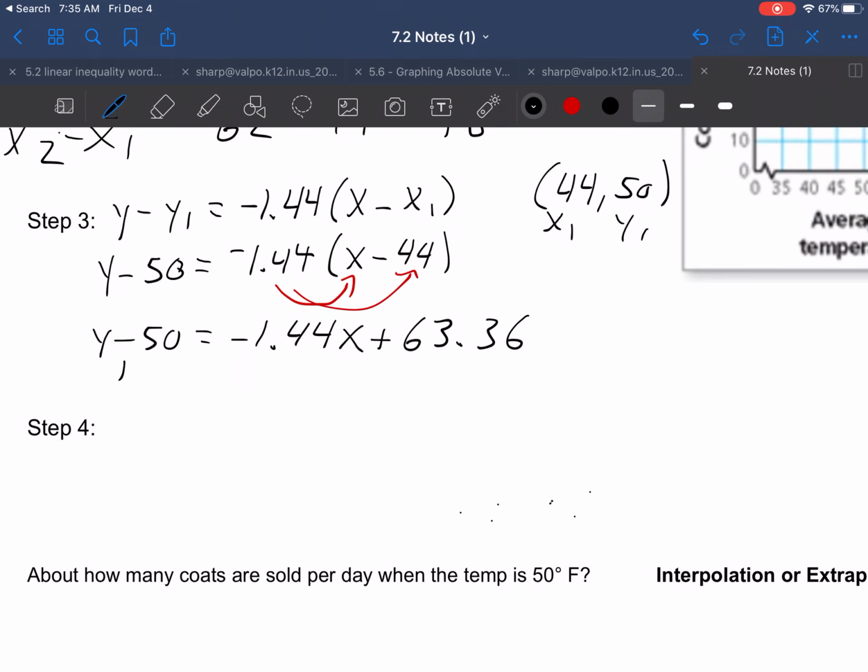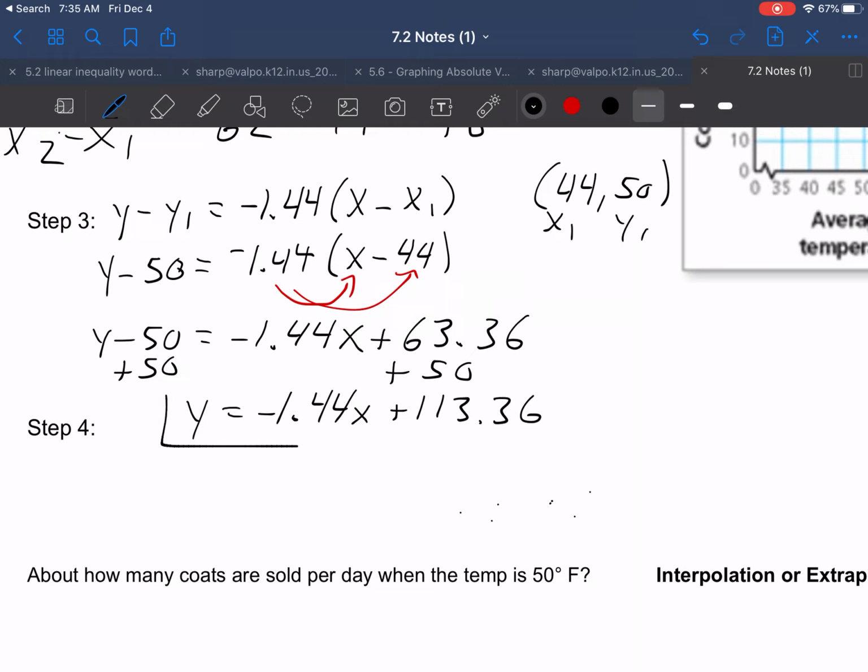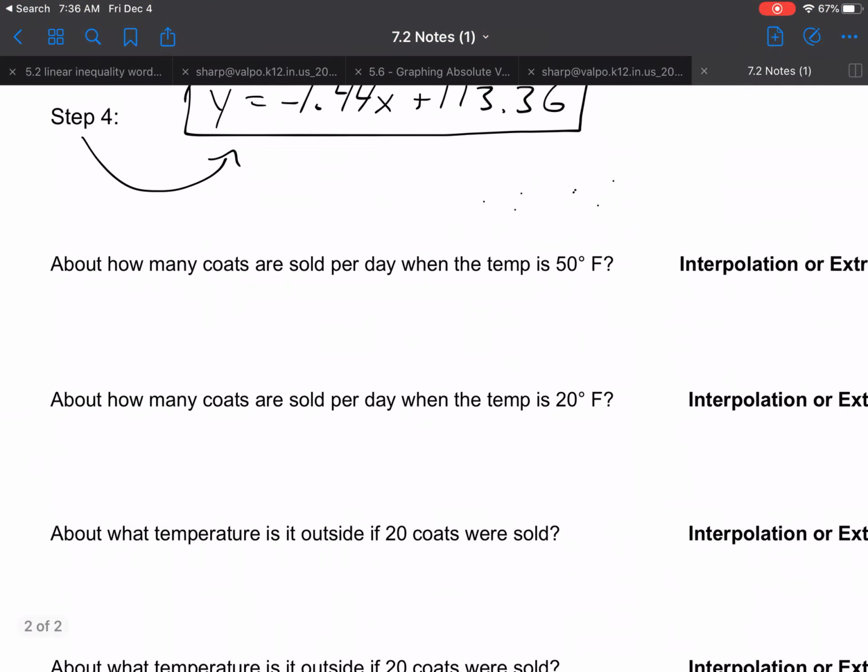And then I'm going to add this 50 over so that I can get the y alone. So then I'll add 50 more in my calculator. So it looks like I have y equaling negative 1.44x plus 113.36, like that. So if I feel good about this equation, then what I can do is say, well, that technically is step 4 because I put it into slope-intercept form, right? And now that I'm in slope-intercept form, I'm going to scroll down and try to answer some of these questions.